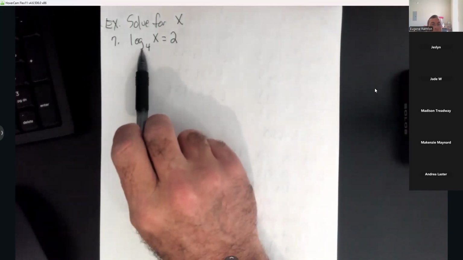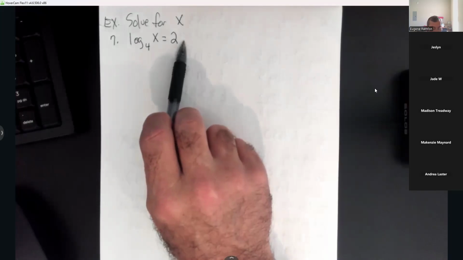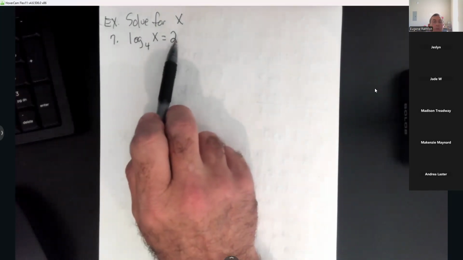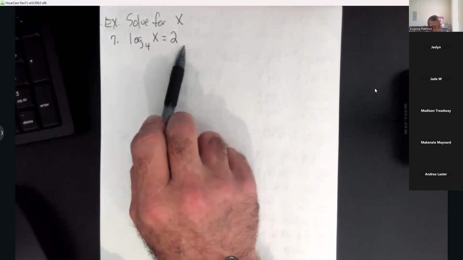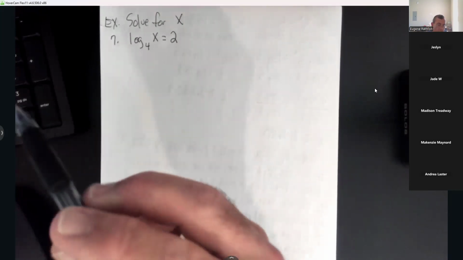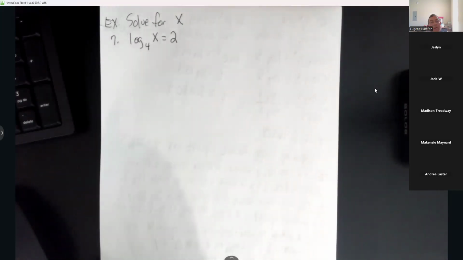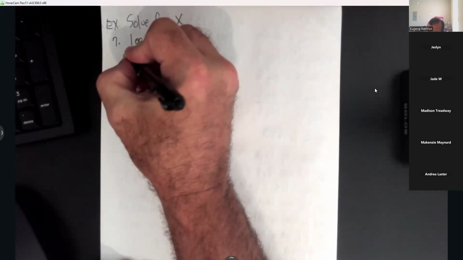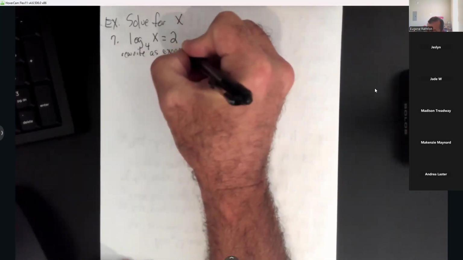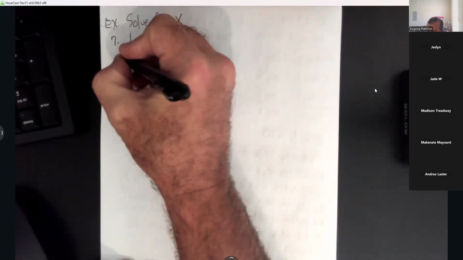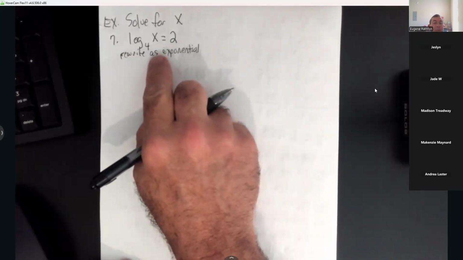So I only got one log on this side, and this side does not even have a log. So I don't have any logs to combine. I don't have a log equal to a log because all that's over here is a 2. So I don't have a log base equal to a log base. So I'm going to have to go on down, and it says if I don't have a log base equal to a log base at this point, I'm going to rewrite this as exponential. Hey, that's the first thing I can do to this.